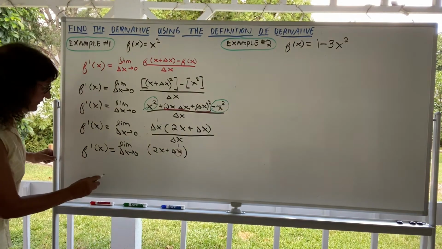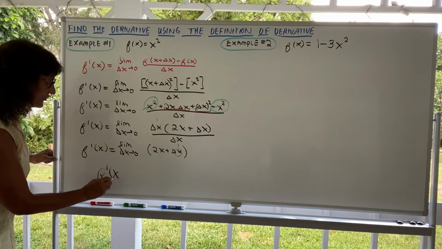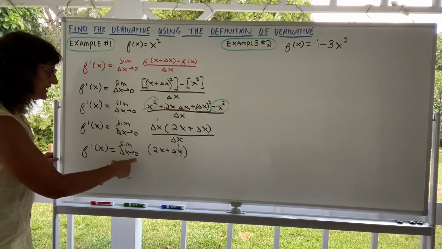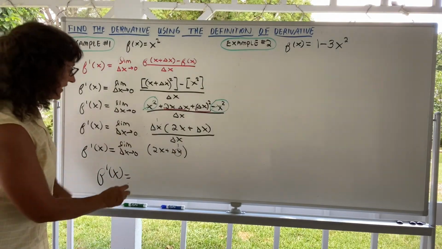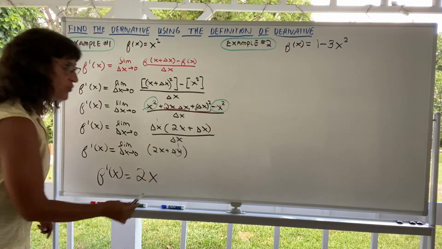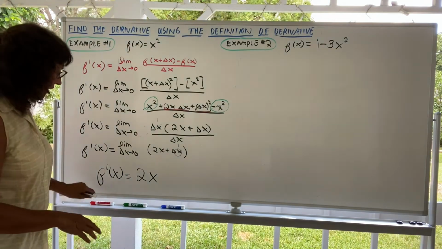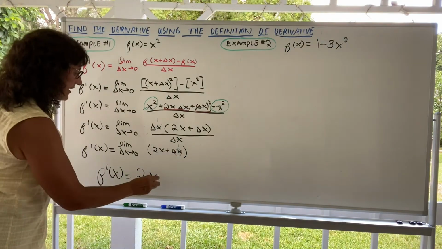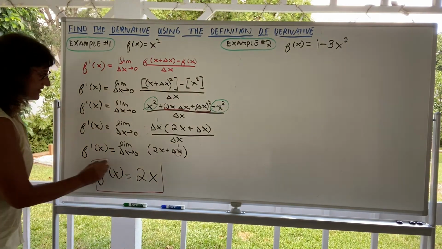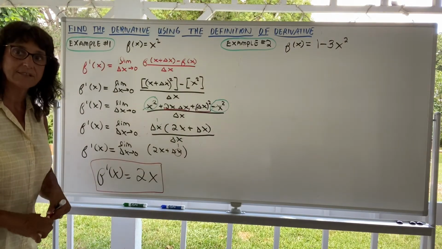So what is the derivative of our function? Our final answer, the derivative of this function, when you take the 0 and plug it in, we can lose that notation. And so 2x is the derivative of our function here, okay? So the derivative expression of our function is 2x, okay?